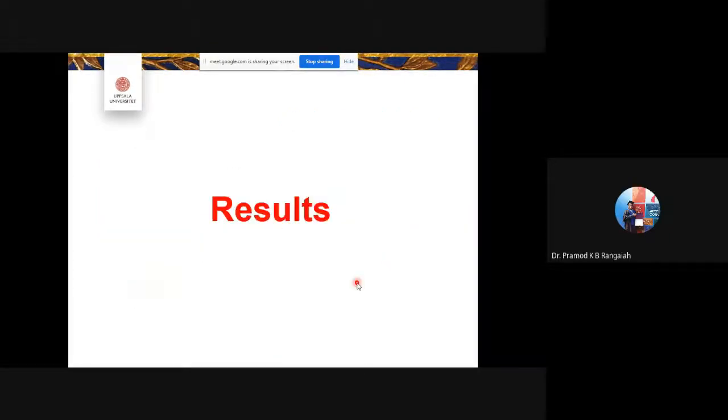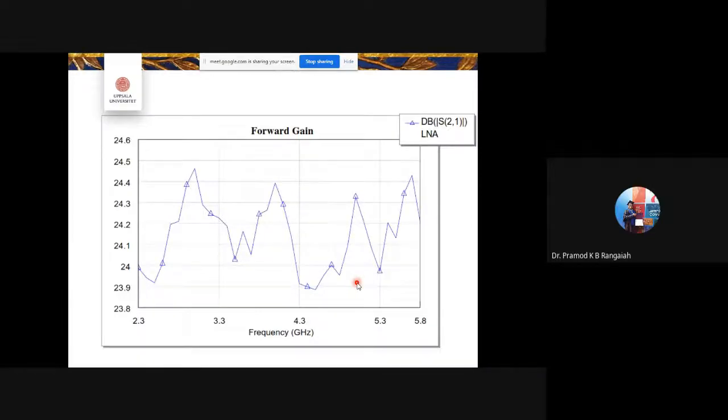So, any talk about results? Yes, what we are looking for is the flat gain across this band. We were looking at 2.3 GHz to 5.8 GHz as the bandwidth. We are targeting 24 dB plus or minus 1 dB. It's a very good plot actually. The curve is not crossing; it is about 23.9 to 24.5, like plus or minus 0.3 dB flatness. So flatness is very good.